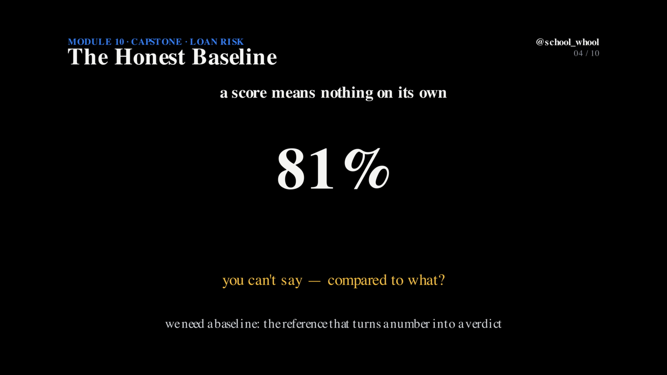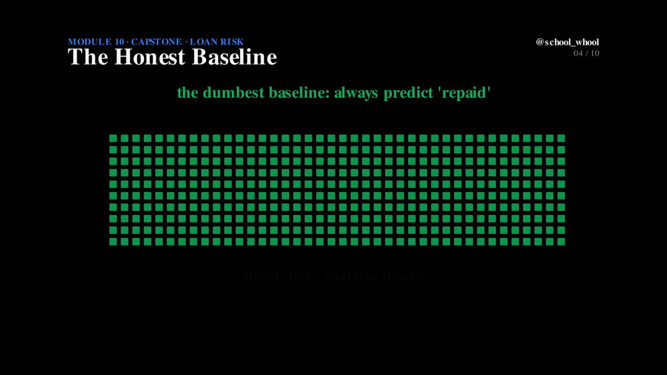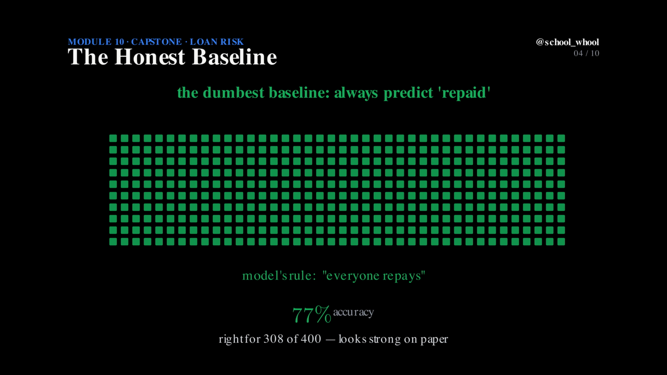So let's build the dumbest possible model. It doesn't learn anything at all. It just always predicts the most common answer: repaid. Since 77% of our applicants did repay, this lazy rule is right 77% of the time. On paper, that looks strong.